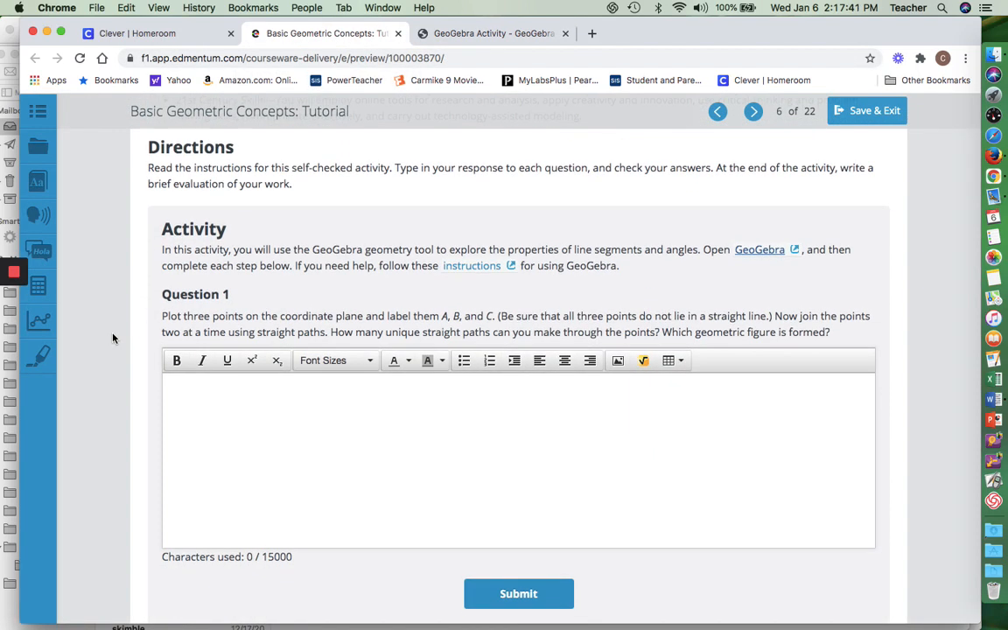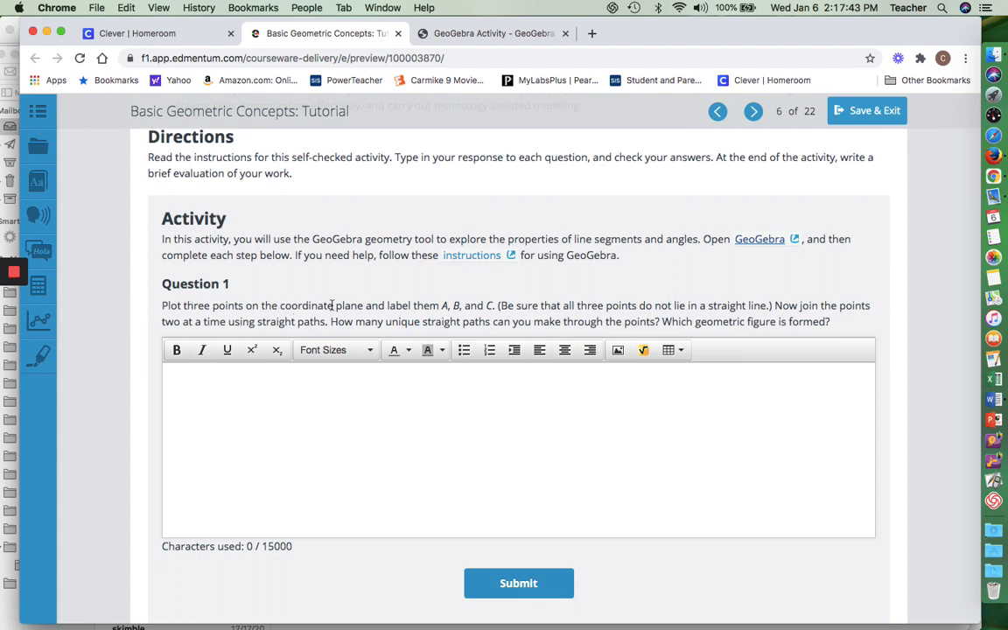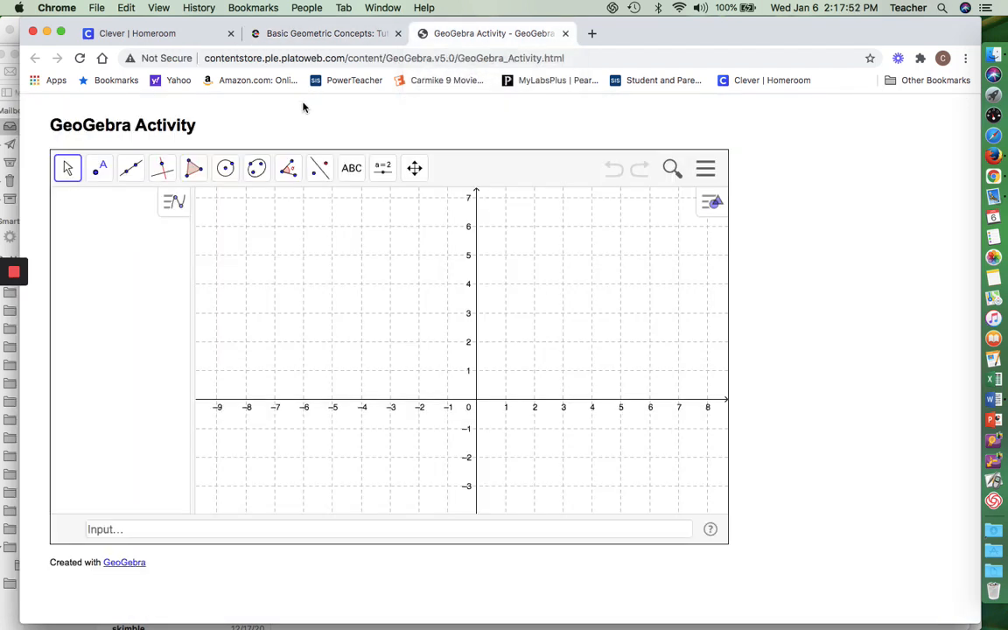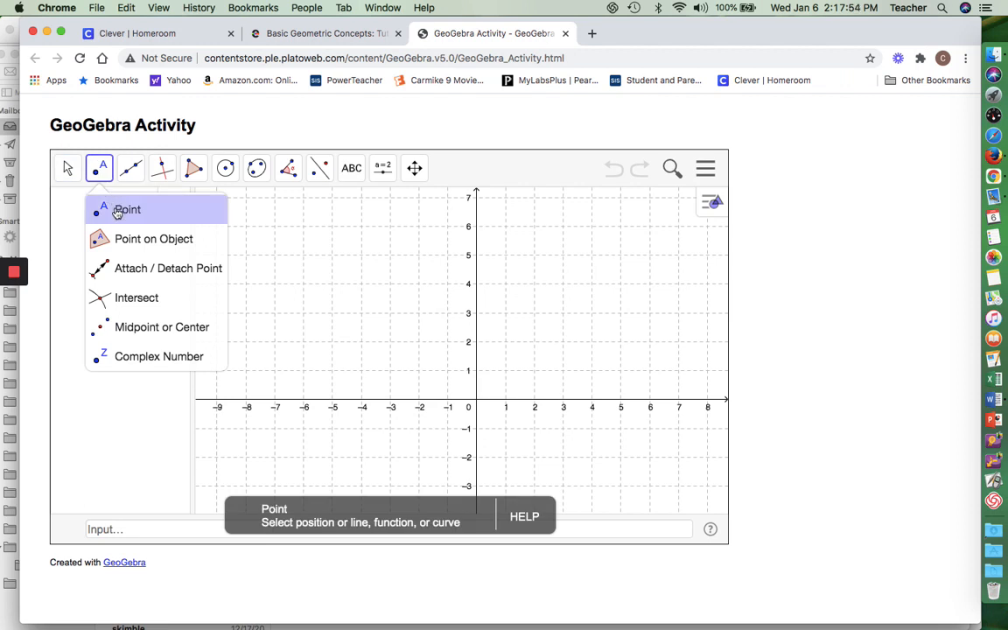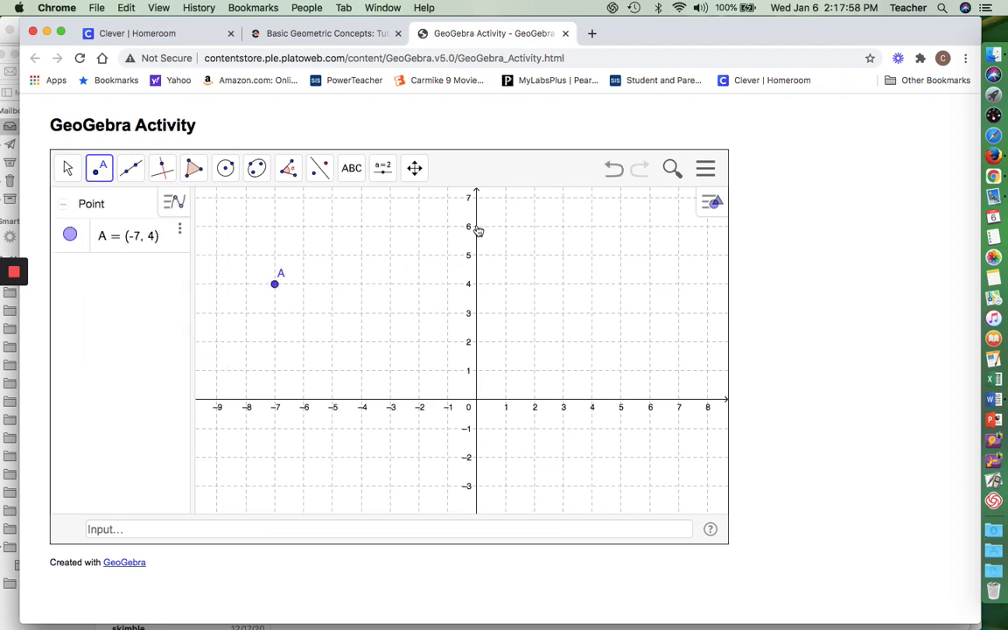All right, it says, question 1, plot 3 points on the coordinate plane and label them A, B, and C. Now, does it say where? It just says plot 3 points. So come over here to your point tool and give me 3 points. I don't care where they go. So, there's A, there's B, there's C. And again, here are your coordinates over here. So, that's pretty cool that they give them to you.